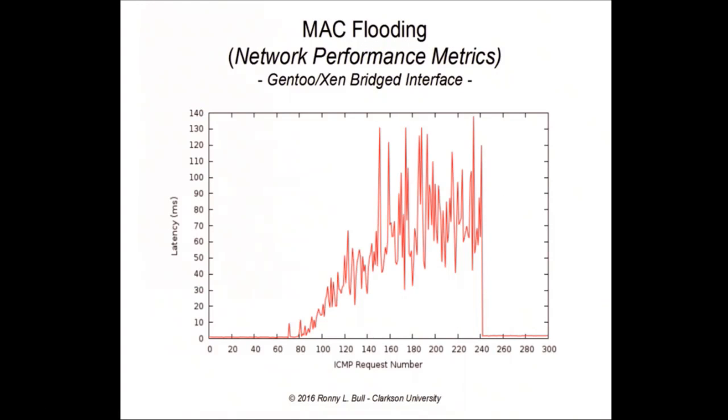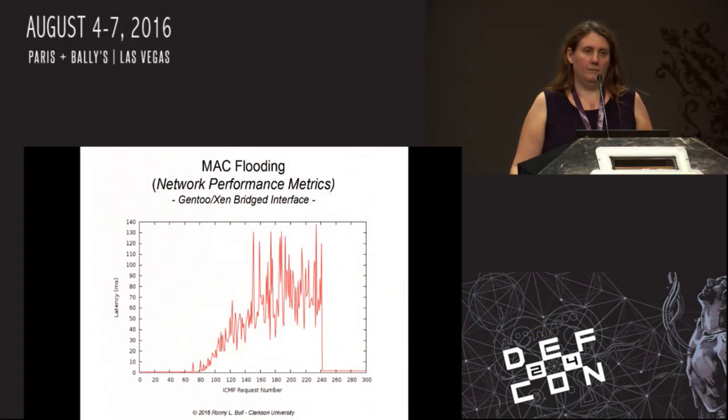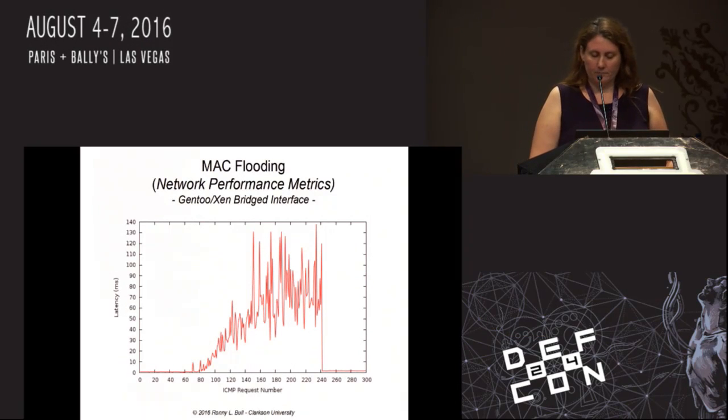And here in this graph, which is something we showed you last year, you can see from 0 to 65 or 70 or so what was happening when it wasn't under attack. So, low latency pings, no trouble. You can clearly see when the attack gets launched, and you can see just after 240 when the attack stops. You can see clear impact on the network performance for the victim VM. And this was done on Gen2 in the Xen bridged interface.